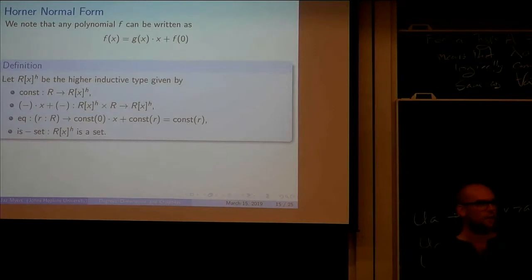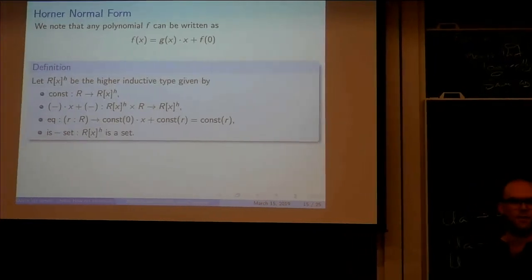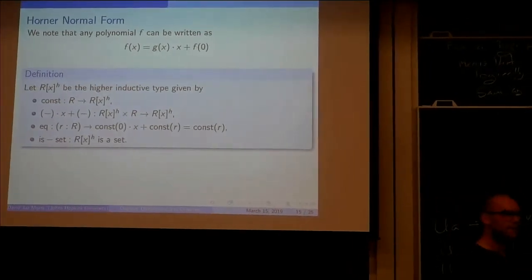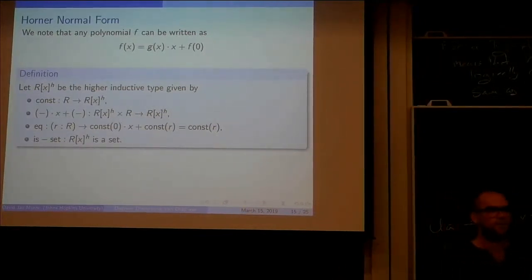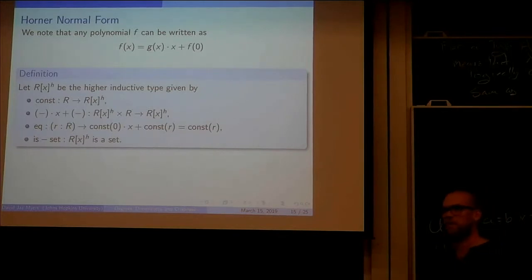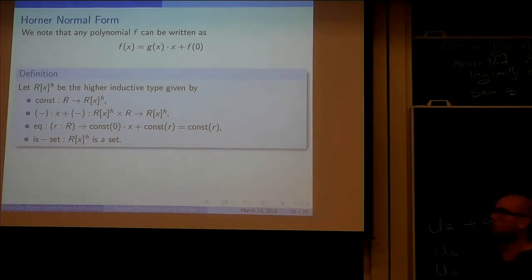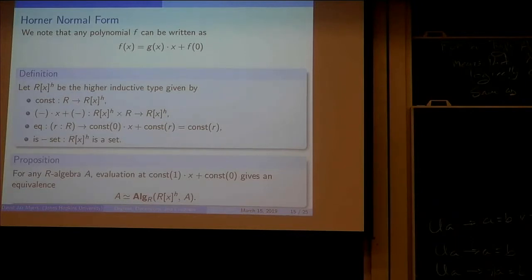And we can turn that into a higher inductive definition. So we construct our polynomial by including constants, and then giving this constructor, which is the Horner normal form constructor, and then we just have to add an equation to make sure that if we multiplied x by 0, it's not there anymore. And then we have to force it to be a set, just to make sure we don't have too many extra equations lying around. And we can prove this also has a correct universal property.